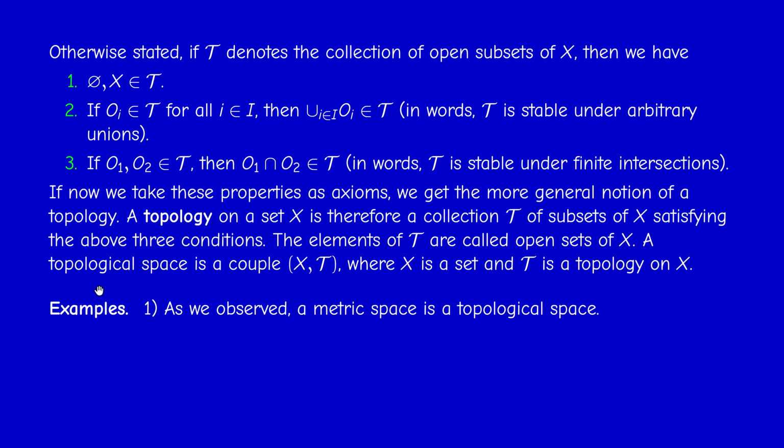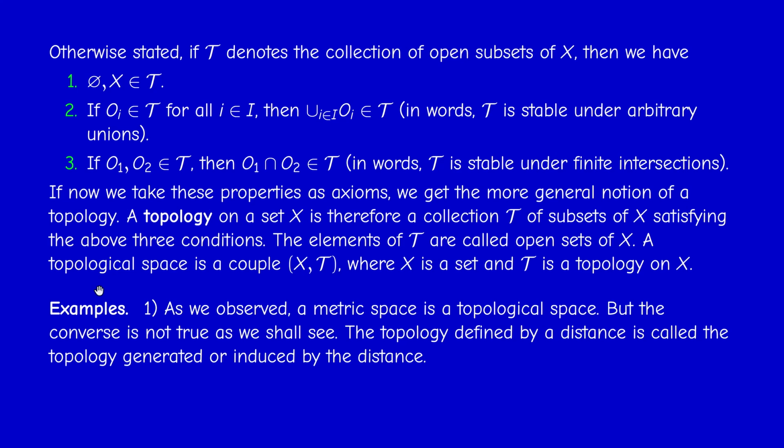So a metric space is a topological space according to what we said in the beginning. The converse is not true, and I will tell you why in a moment. Now, the topology defined by a distance is called the topology generated or induced by the distance. Okay?